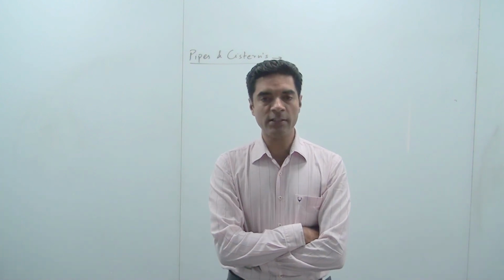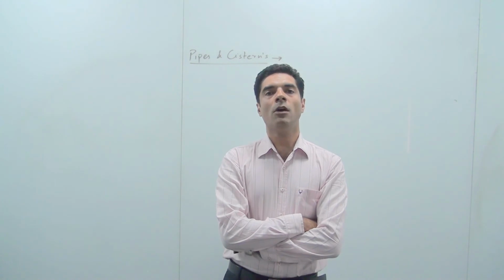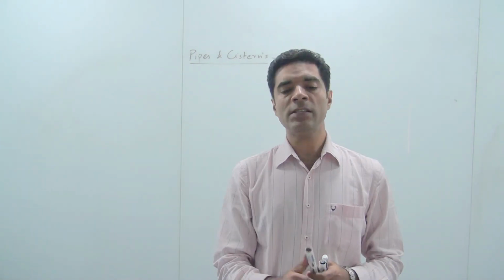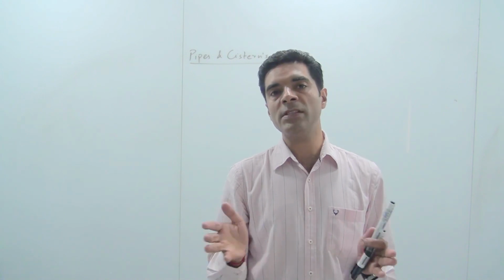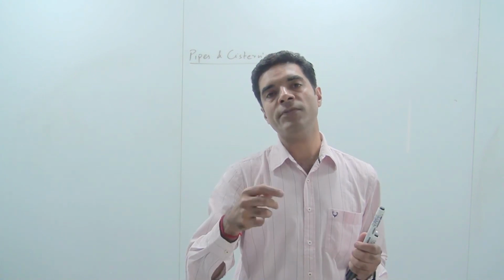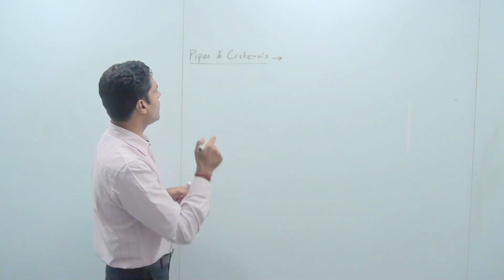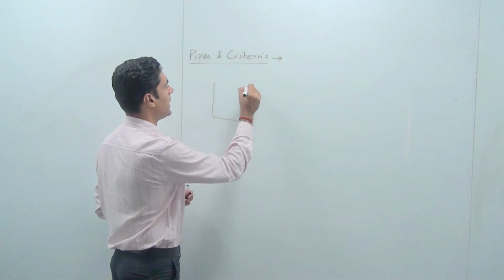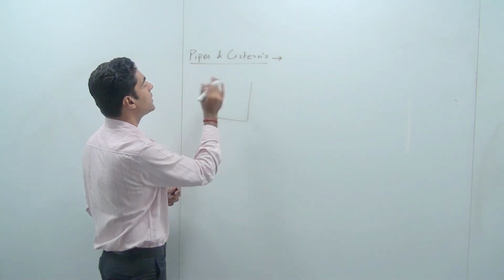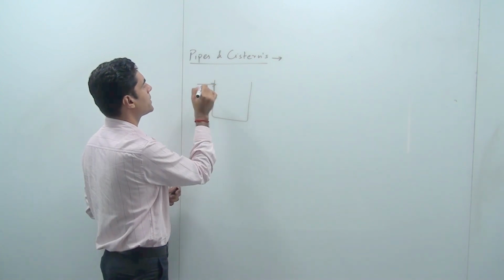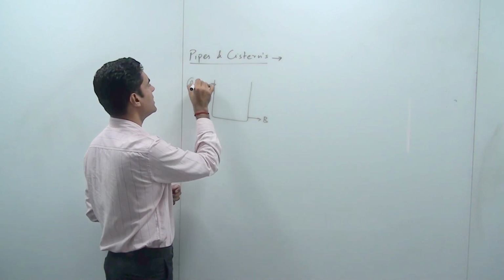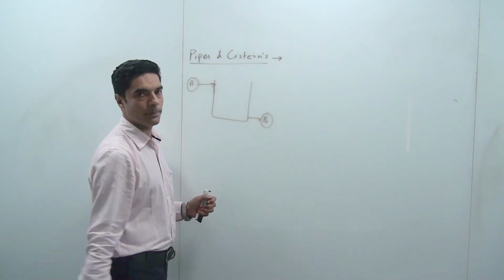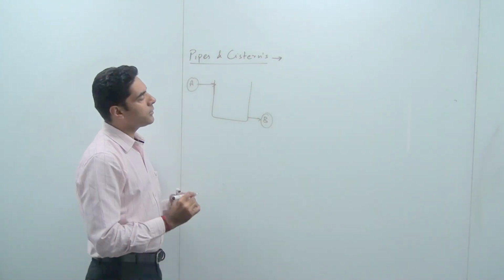Hello friends, in this session again I'll take you through some important questions and concepts of pipes and cisterns. In the previous session we were discussing questions on pipes and cisterns wherein both the pipes were inlet pipes. There can be a variety of questions wherein there's a pipe and there's a tank, and there are two pipes. One is an inlet pipe and another is an outlet pipe. Like in this case, A is an inlet pipe and B is an outlet pipe. So again you can be asked a lot of questions in this.